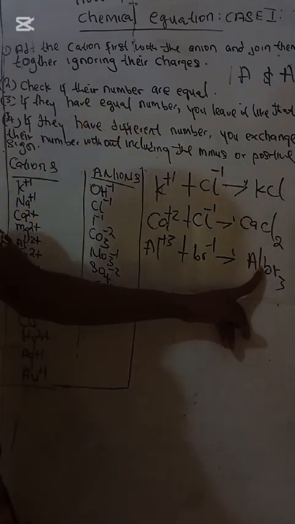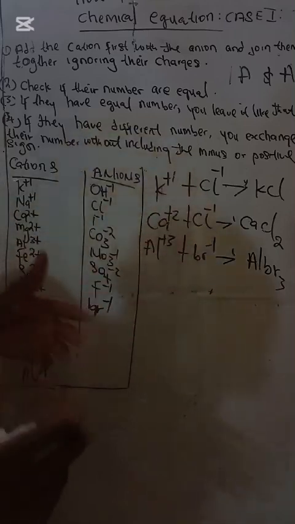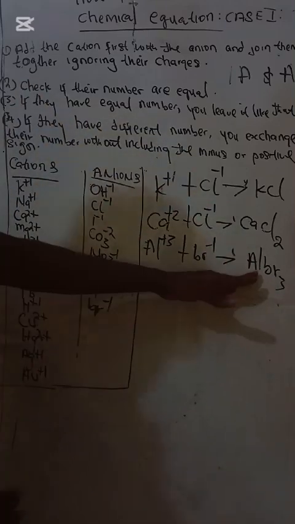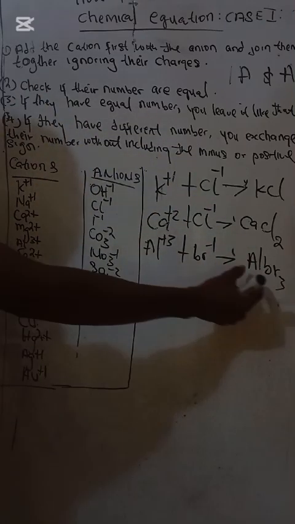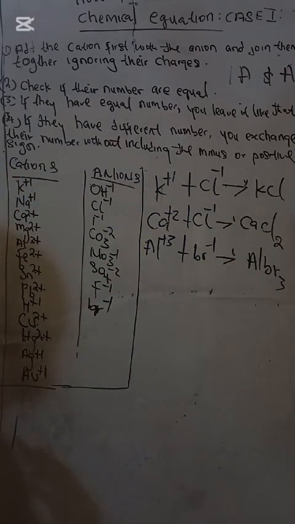But there's no need of putting that 1 here. Even if you put that 1 here, it doesn't mean anything. But just to make your equation nice, there's no need of putting it. You just leave it. Do you understand? That's how you now have AlBr3. Alright. Let me take another example.